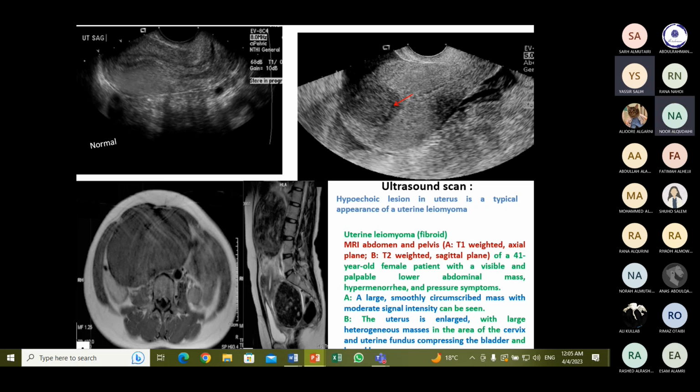Circular shape, maybe. Circular shape, yes. What about the site or position? Where do you see?